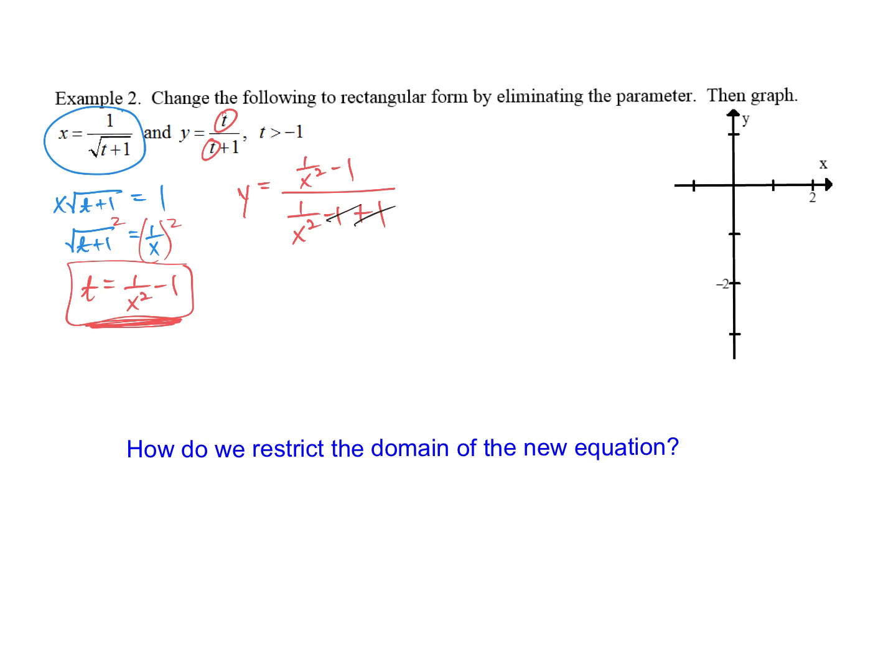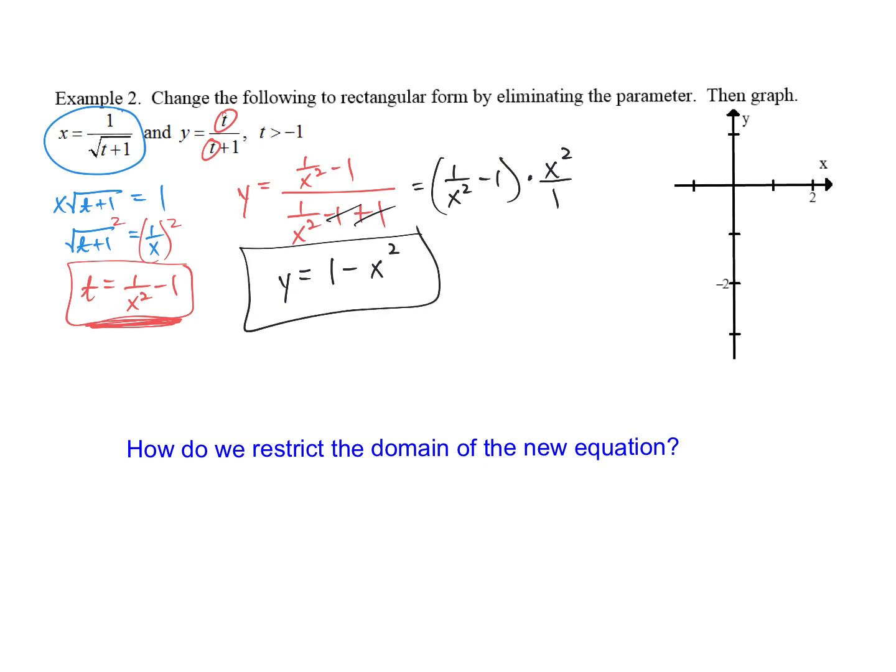Those are gone. So I end up with, let's see, we can invert and multiply here now since we just have 1 over x squared in the denominator. So here's our numerator, and then flip the denominator and multiply. So we end up with y is equal to 1 minus x squared. Right? You guys all get that?